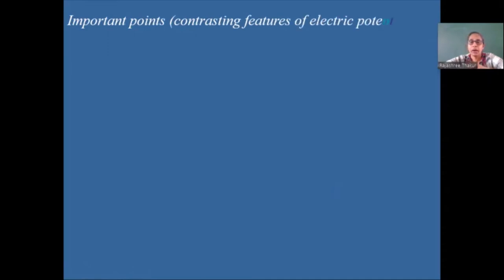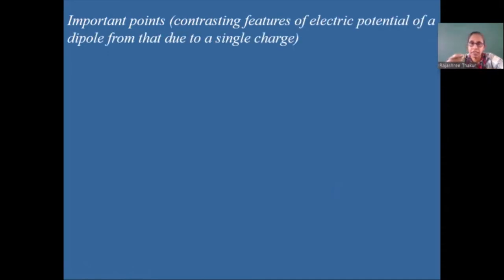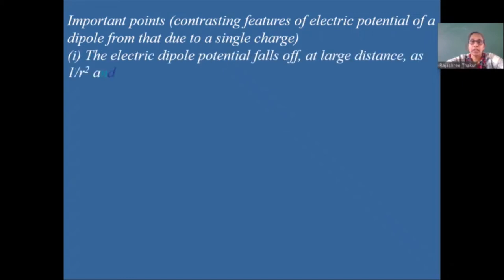Now we have to understand, if you consider a single charge and if we consider a dipole, then what are the contrasting features of electric potential of a dipole from that due to a single charge? So let us see. The electric dipole potential falls off at large distances as 1 upon r square and not as 1 upon r. In case of a charge, it falls off as 1 upon r. But for a dipole, electric potential falls as 1 upon r square.